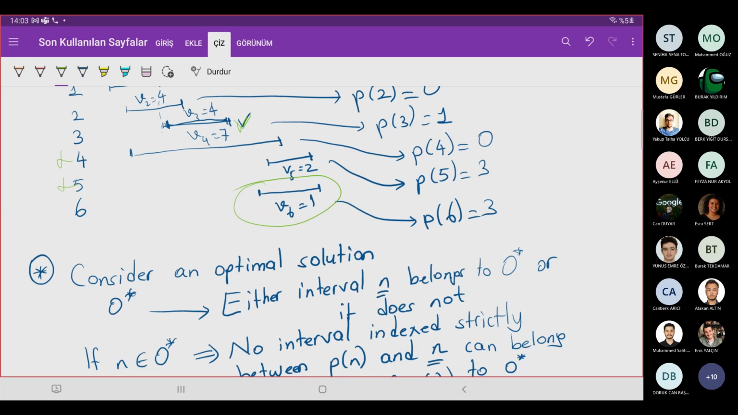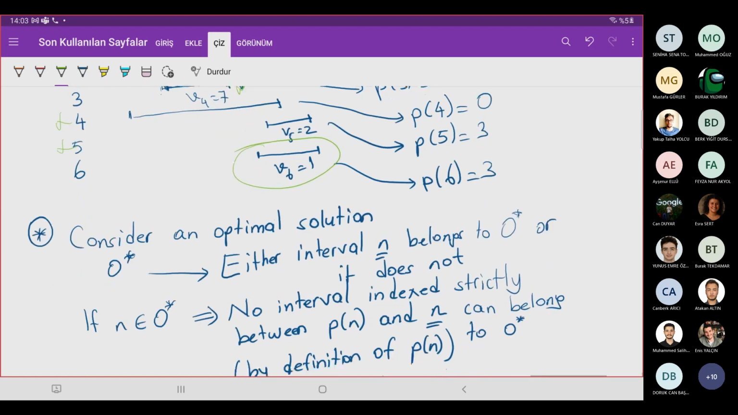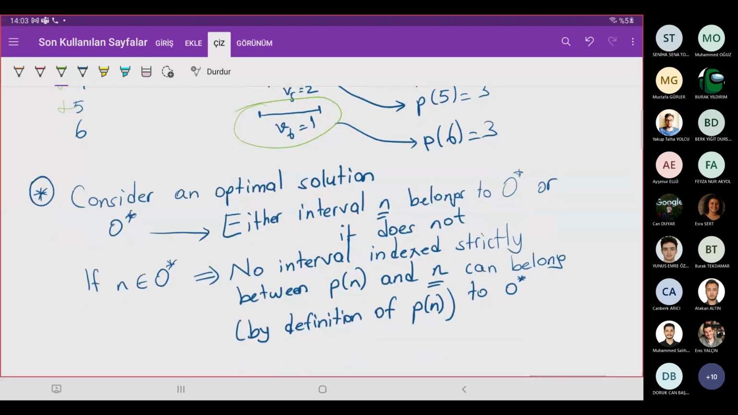So if I have interval 6 in my solution, then I cannot have 4 and 5 in my solution. That's for sure, right? So when I want to solve the remaining, I have to solve the same problem optimally with intervals only from 1 to 3. And then I add this interval 6 to my solution, and I will get the optimum solution in case interval 6 is in the solution. No interval indexed strictly between Pn and n can belong to O star by definition of Pn.